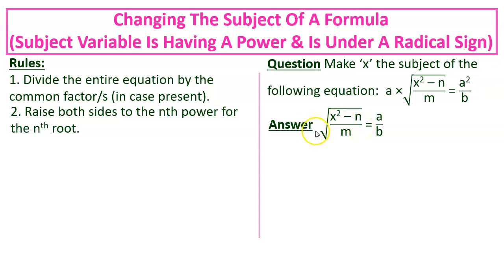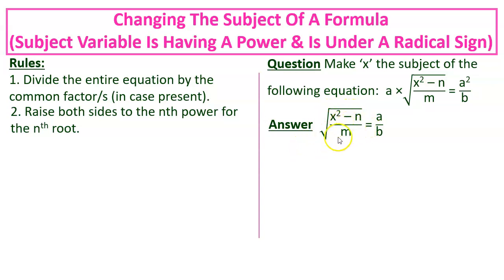In case you have the 10th root, you raise both the sides to the power of 10. So that is meant by this general rule: raise both sides to the nth power for the nth root, because I do not know what root will be present in your equation or your formula. So whatever is the root, you just take that power.